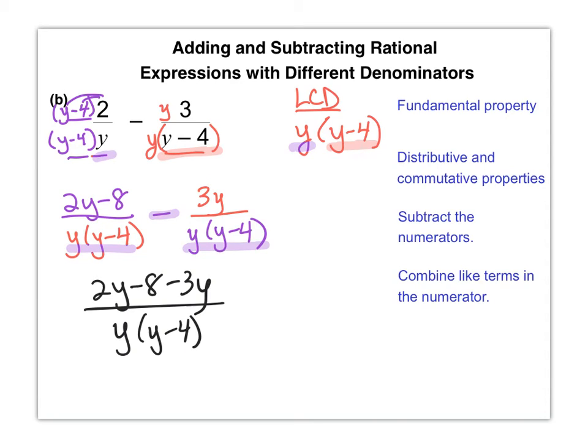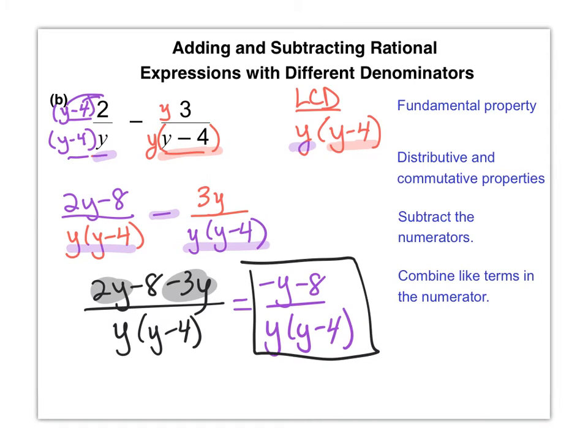Now let's simplify the numerator by combining like terms. We have a positive 2y minus the 3y. Those are like terms, so we can simplify the numerator as 2y minus 3y, or negative y, minus 8. And the denominator, we keep in factored form, y times the quantity y minus 4. And that would be our final result of subtracting those two rational expressions with different denominators.